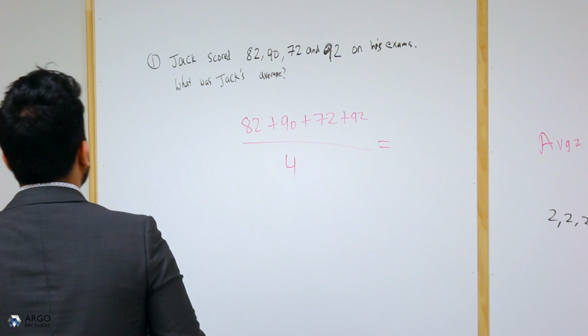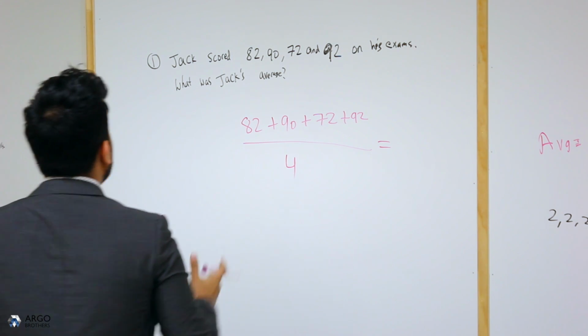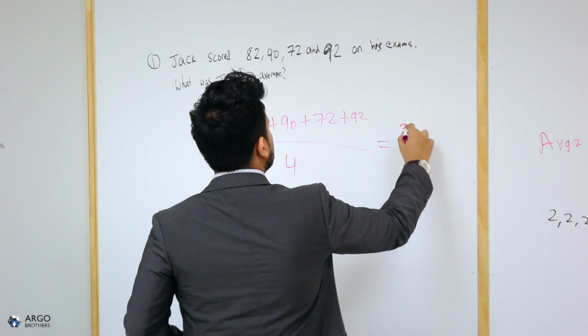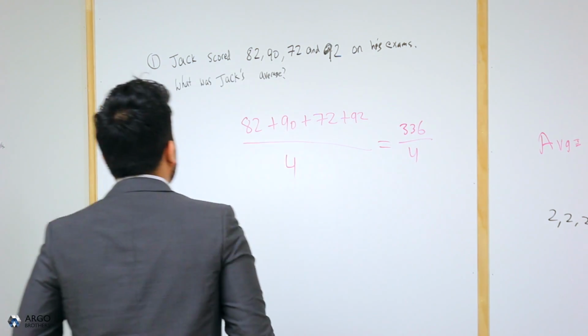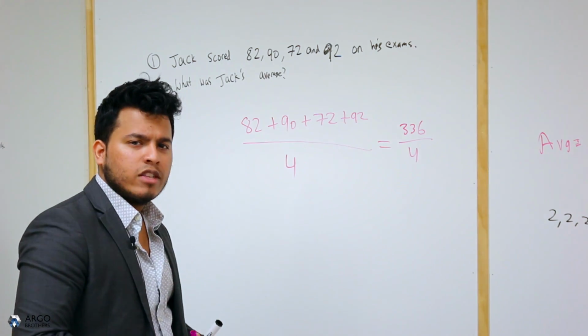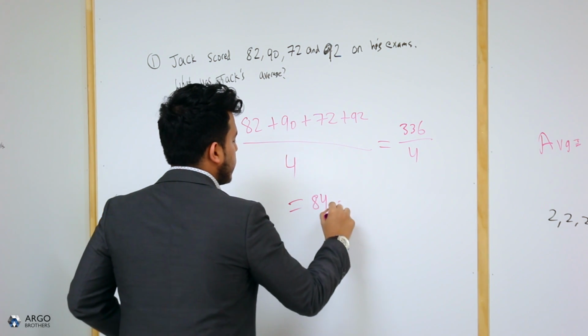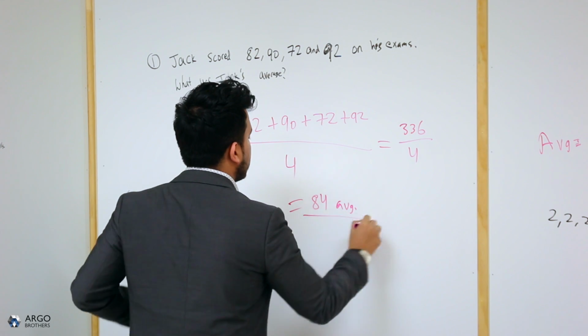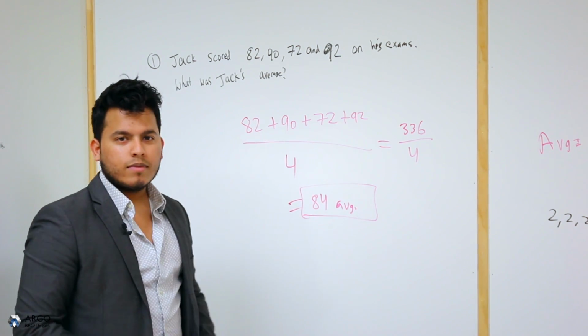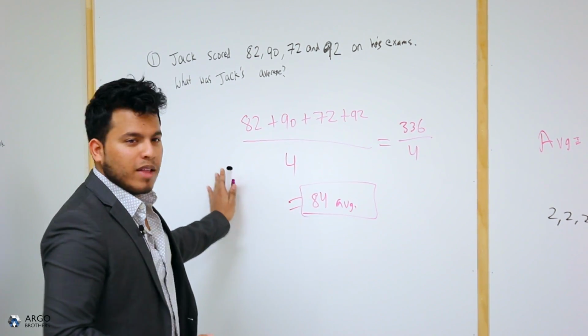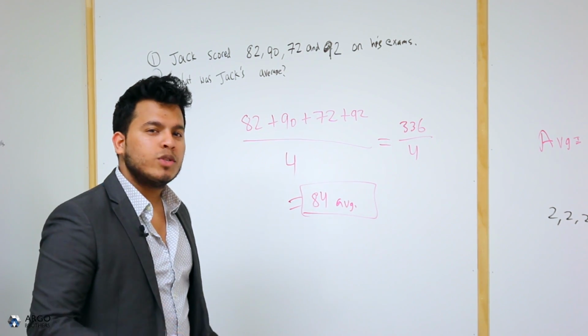So what's 82 plus 90 plus 72 plus 92? That is 336. 336 divided by 4. You should be able to get the answer as 84 as the average. So the average of all the 4 exams he's taken is 84. Once again, not so complex. But these are not really the types of questions you'll see on the exam.